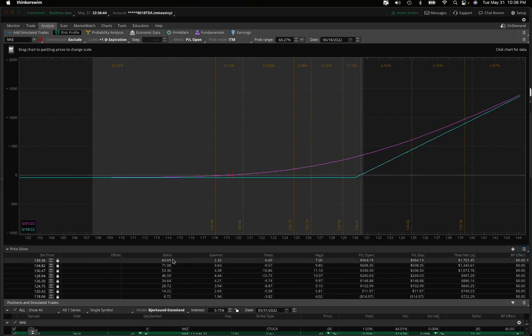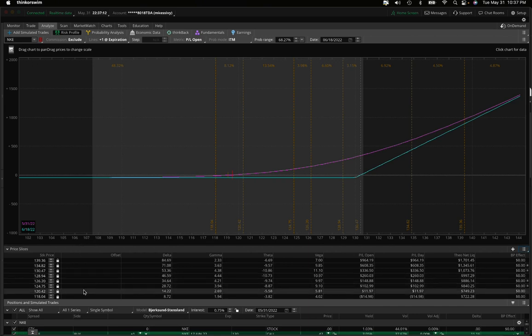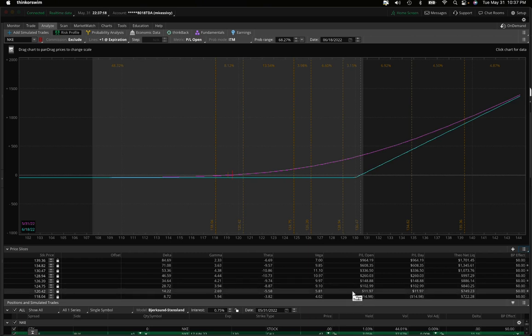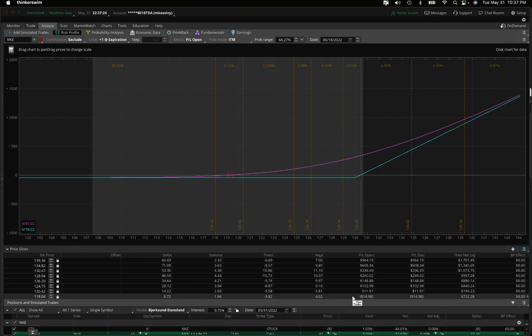The delta, the gamma, the theta, the vega, these are all option Greeks, and they tell us different information about the option contract. And then here is our profit column right here. PL open, PL day, right? Now we can see visually on our entry, we could have made 11.97. If we allow this to go down to 118, we'll only lose $15. So that's not bad.